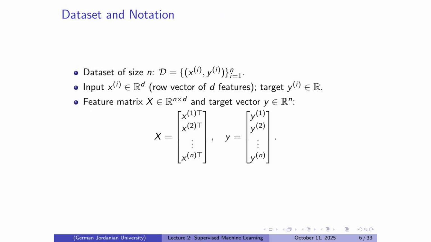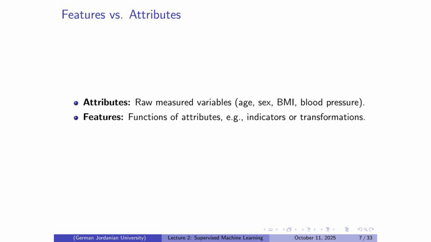Here's the math view of a dataset. We have many pairs x, y. Each x can have several features and y is the target. We put all x values in a matrix X and all y values in a vector. The model will use x to predict y. Attributes are what we measure, like age or blood pressure. Features are what we use, maybe normalized or transformed versions. Features are how we describe the data to the model.